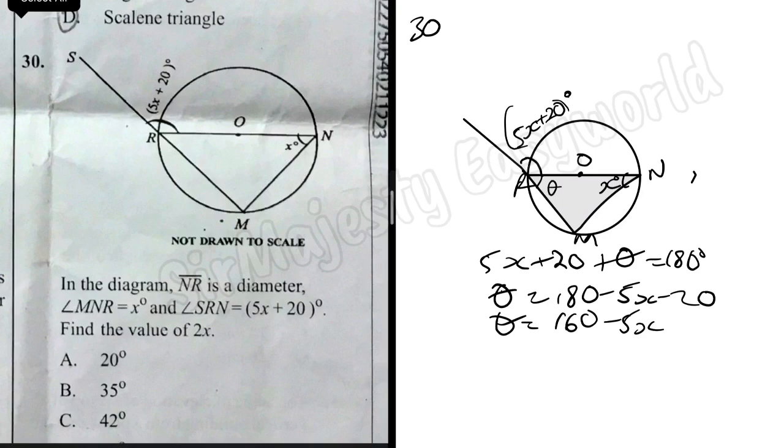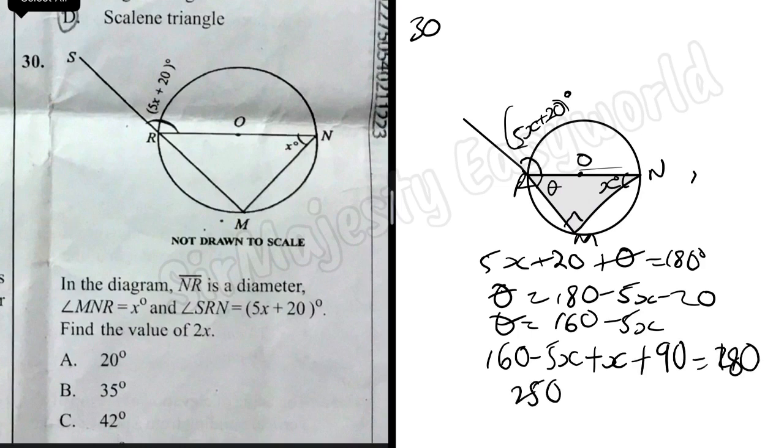So I need to use this to find the equation. Remember that this is angle in a semicircle. An angle in a semicircle is 90 degrees because it's about the diameter. When it starts from the diameter to the end of the circle, that's half of the circle, that's a semicircle. So 160 minus 5x, plus x, plus 90 is equal to 180 degrees.